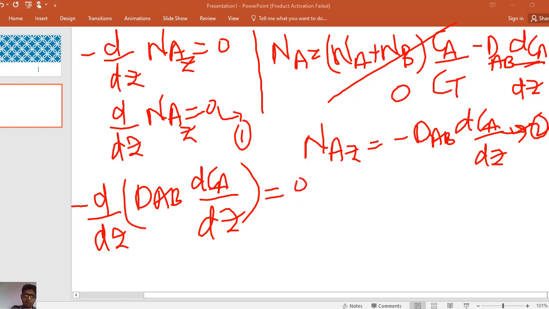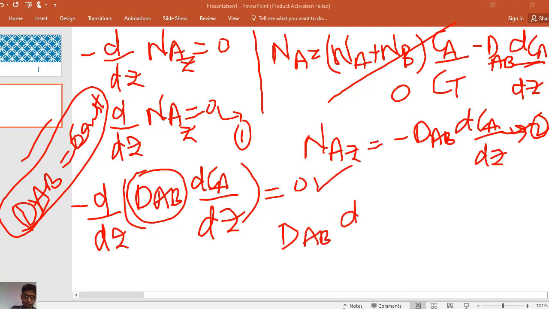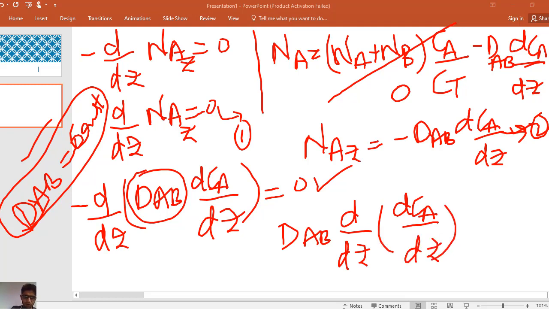There is also the assumption that the diffusivity of A and B, DAB, is constant. So DAB is constant, and it comes out from the differential sign. So this equation will be equal to DAB d by dz dCA by dz into 0. This minus sign comes to the right side and it becomes 0. So this is the equation.